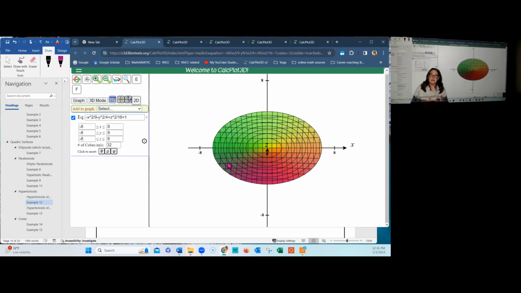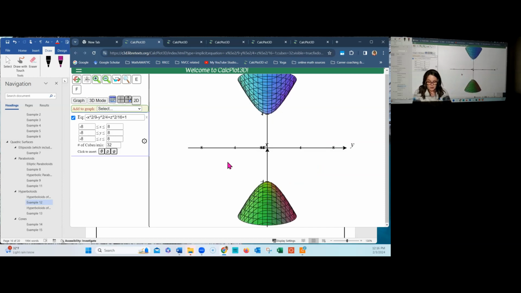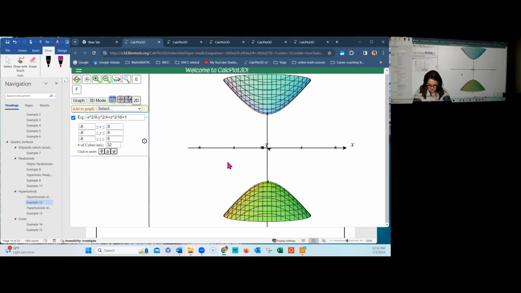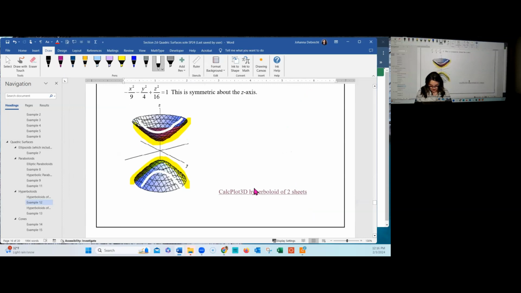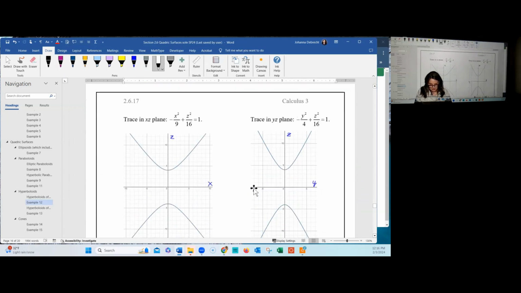So I eliminated the Z, which is the one it's symmetric about, and you can see that this generates different sizes of ellipses based on what height of Z I'm at. Now the other two will generate hyperbolas, right? Looking like this. Okay. Now let's go ahead and take a look at the traces.